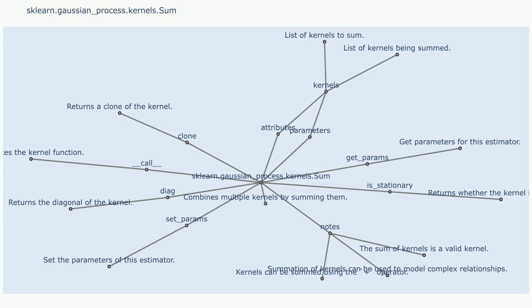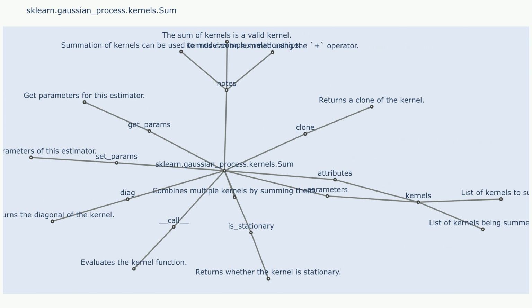At the heart of these models lies the concept of kernels, which define the similarity between data points and shape the resulting GP model. This guide dives into the world of sklearn Gaussian process kernels, exploring their functionalities, key parameters, and how they influence the resulting model.